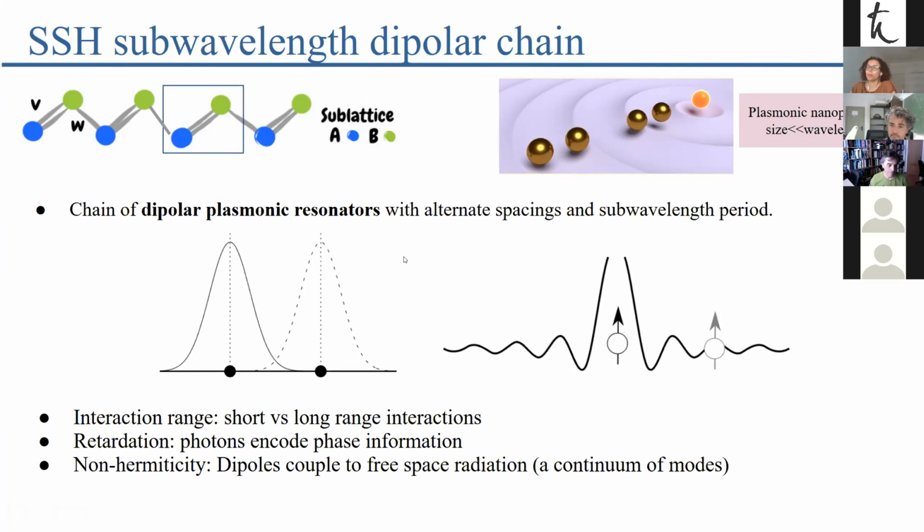So now, what are the differences between the usual SSH model and the model that I'm considering? First is the interaction range. So I don't have short interaction ranges as in a tight binding model. I have long range interactions, as I discussed. Next, I have retardation. So photons encode phase information. And also I have non-hermiticity because dipoles can couple to free space radiation, which is a continuum of modes. And I am not placing the dipoles within a cavity as the previous speaker was doing.